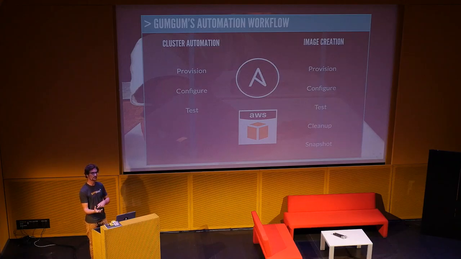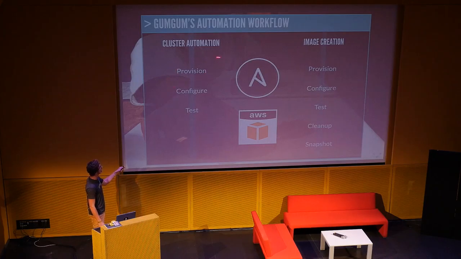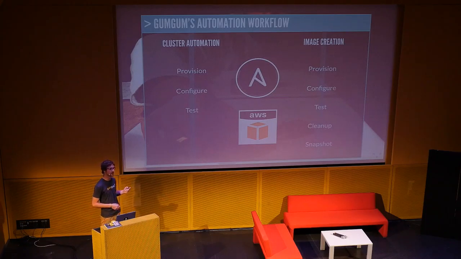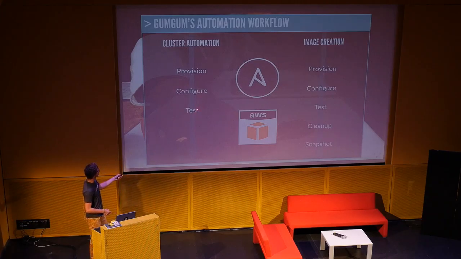Now let's talk about our two main workflows at GumGum with automations. When we provision new servers, we usually follow this path, which is a cluster or a standalone server provision. This cluster is just going to be started by Ansible, automated with it, and we're going to leave it there. So we usually follow all these steps.